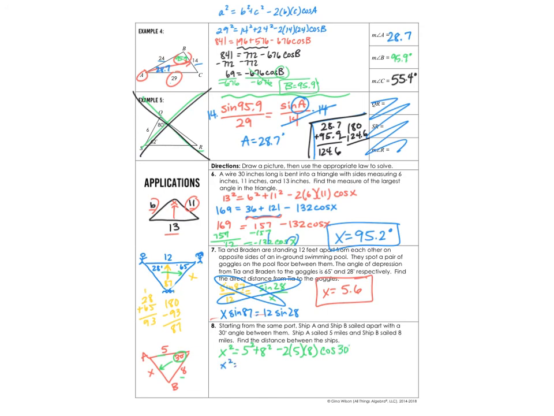So x squared equals 25 plus 64, and you can multiply all of this together since you have that angle. So 2 times 5 times 8 times the cosine of 30, which is 69.3. So now we can put all this together. So 25 plus 64 minus 69.3, and you get 19.7. And then to get x by itself, you take the square root. Square root of that is 4.4. And they were that many miles apart.